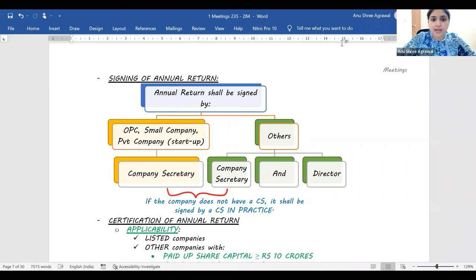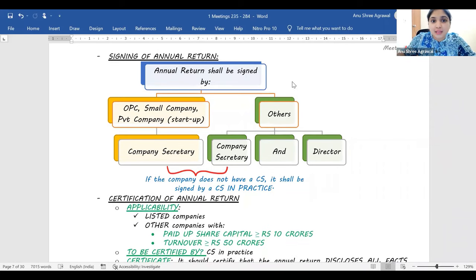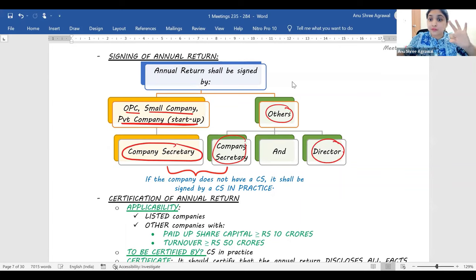Okay, now listen, annual return, don't focus just on the contents. There is a lot more to learn in annual return. Who will sign the annual return depends upon what kind of a company. If it's a one-person company, small company, or any private company which is registered as a startup, then company secretary has to sign. If it is any other company, then company secretary and director has to sign.